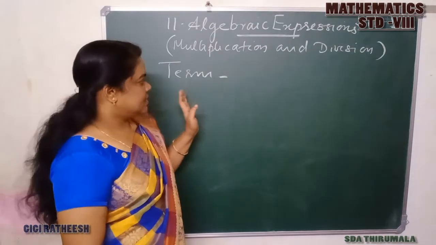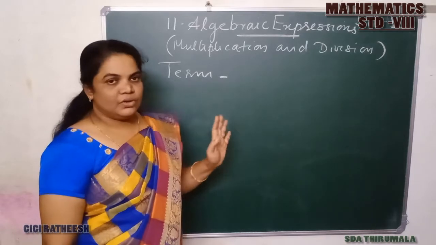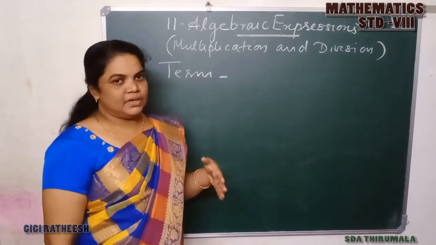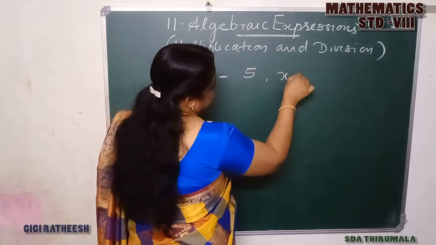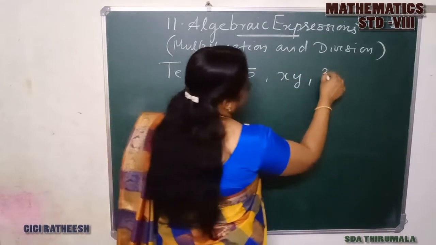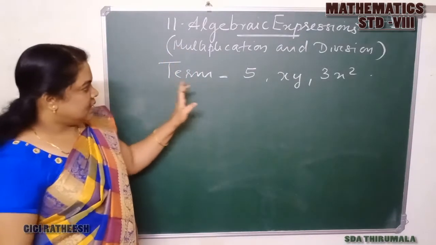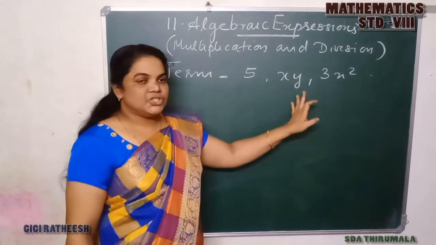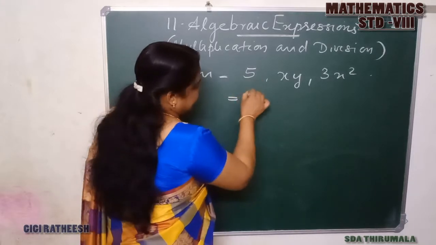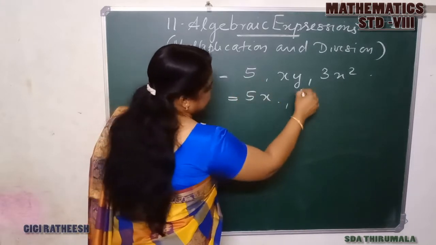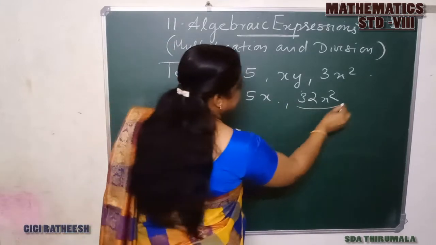And what is a term? A term is a number or a variable, or the combination of both a number and a variable. That is, 5 is a term, and xy is also a term, and 3x square, these are all terms. That is a number or a combination of a constant and a variable, that is 5x, that is 32x square. These are all single terms.